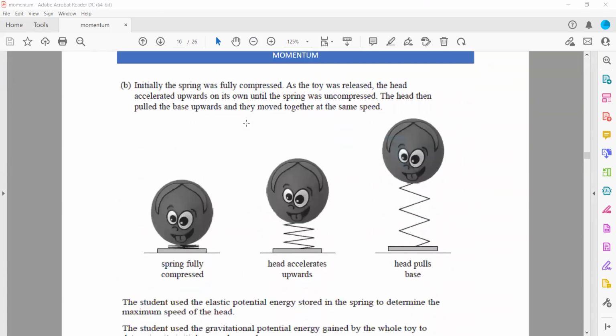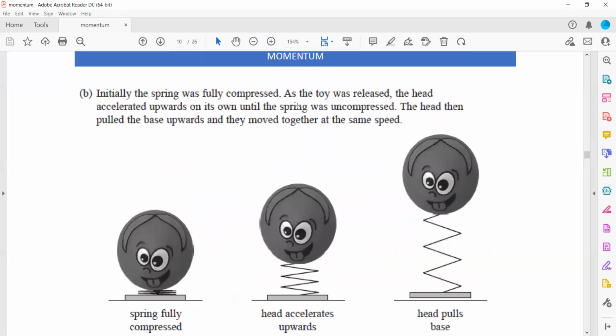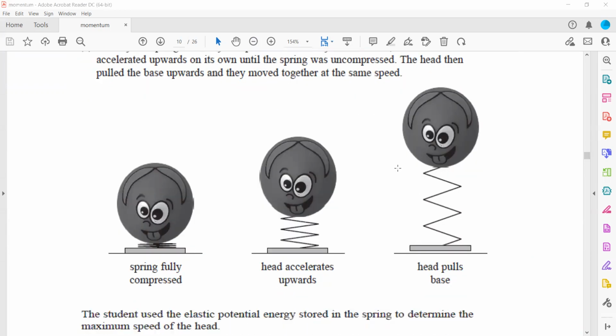The next part. Initially the spring was fully compressed. As the toy was released, the head accelerates upward on its own until the spring is uncompressed. The head then pulls the base upward and then they move together at the same speed. As you can see here, the head is actually pulling the base and they move together with the same speed.